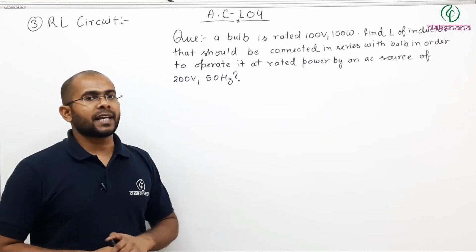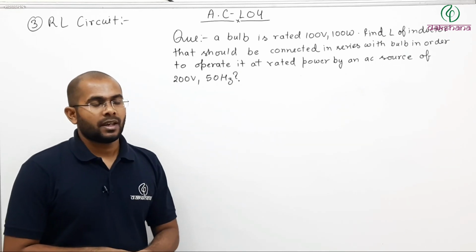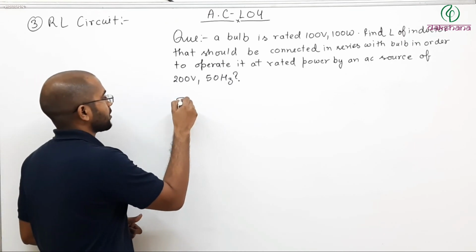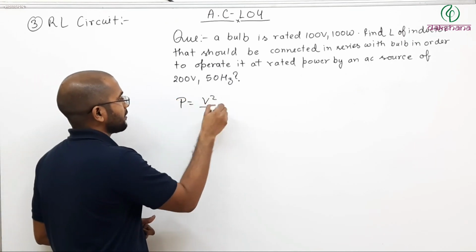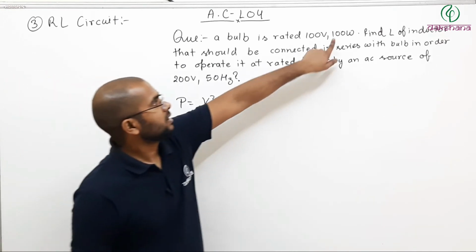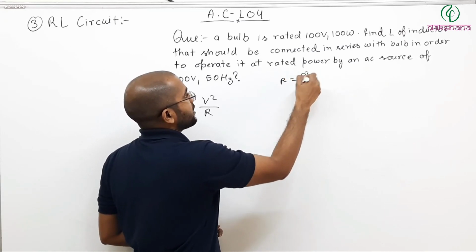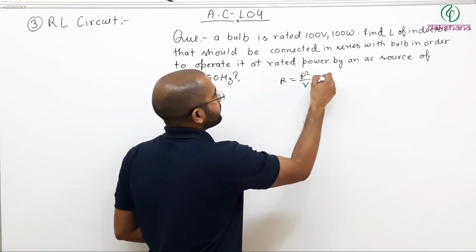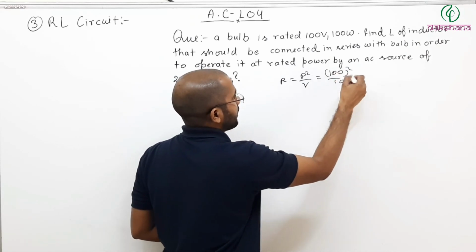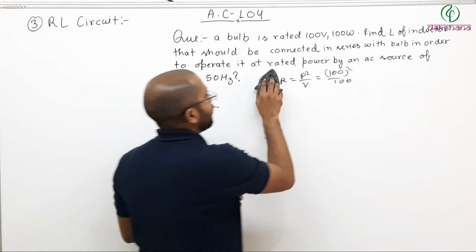Now what if I directly attach the bulb to this AC source? What would happen? If I directly add the bulb, then what power would be delivered? Power is nothing but V square divided by R. And what is R in this case? Resistance of the bulb is nothing but V square divided by P, that is 100 square divided by 100, that is 100. So the resistance of the bulb in this case is 100 ohm.